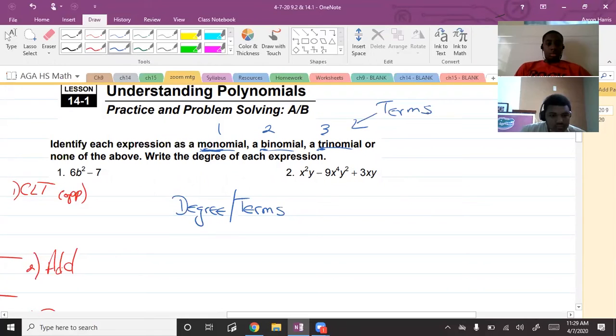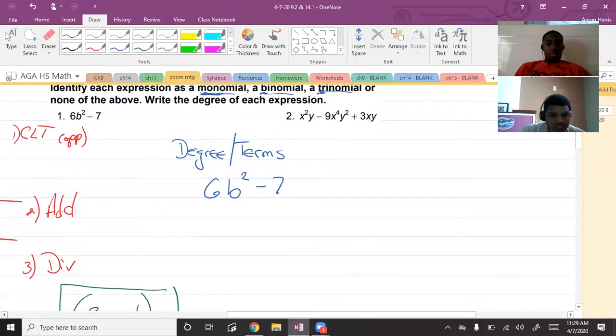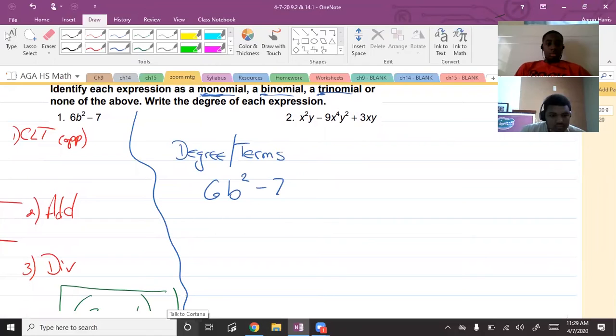All right, so here we go. I have 6b squared minus 7. So what is the degree? When I look at the degree, I'm always trying to make sure that I look at the variables and what is the highest degree. So there's no variables over here with the 7. There's a b here and it's squared. So I know I am second degree.